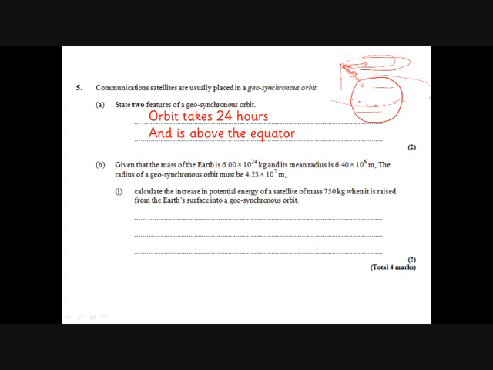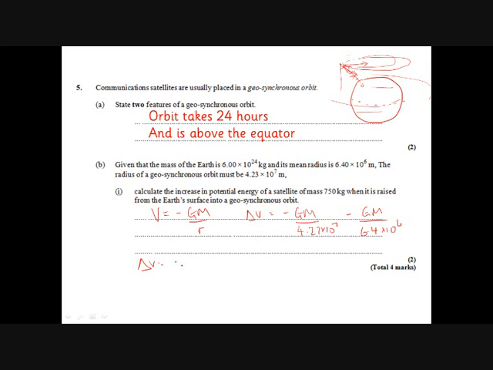Okay, so given that the mass of the Earth is this and the mean radius is this, the radius of geosynchronous orbits must be this, so calculate the increase in potential energy of a mass of 750 kilograms raised from the surface of the Earth into geosynchronous orbit. So, we know the formula for the potential, minus Gm over R. So the delta V here is the new one, which is minus G m over 4.23 times 10 to the 7, take away the initial one, Gm over 6.4 times 10 to the 6, because we're starting from the Earth.